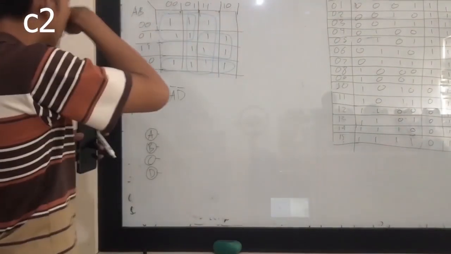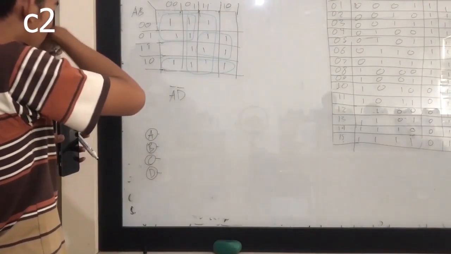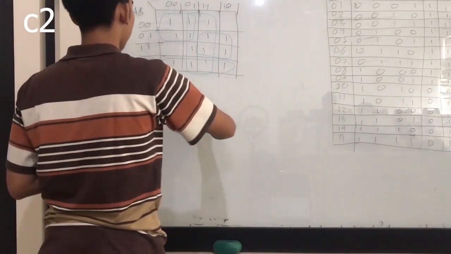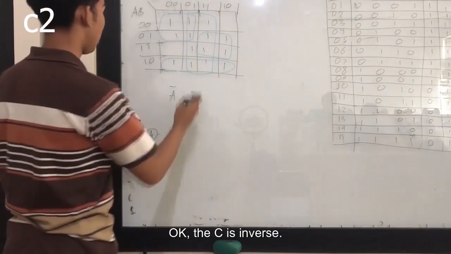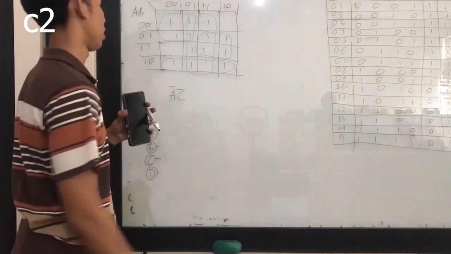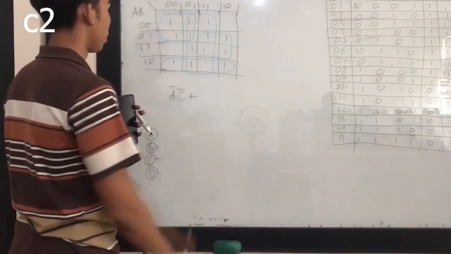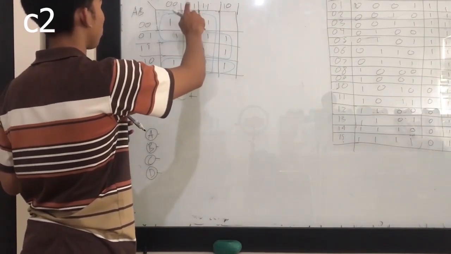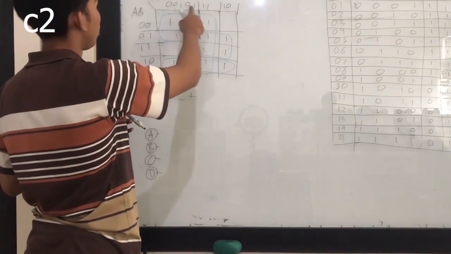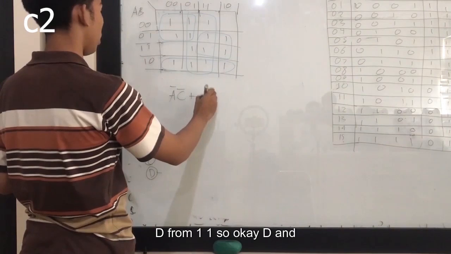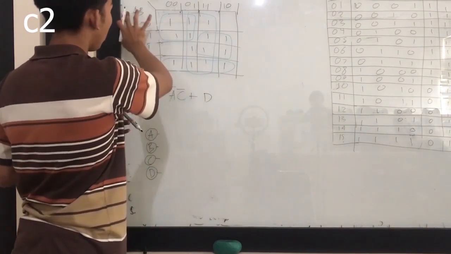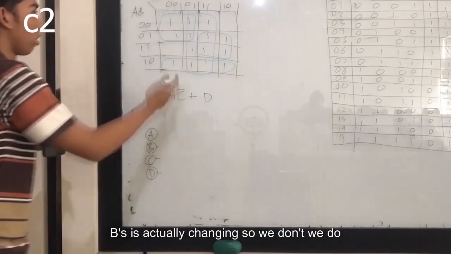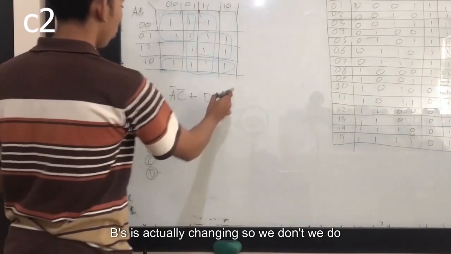I misread that. Oh yes, C. Okay, the C is inverse. Okay, so now the second group is this long one. C from 0 to 1, no. D is 1 1, so okay, D. And all of the ABs are changing, so we do not need that.